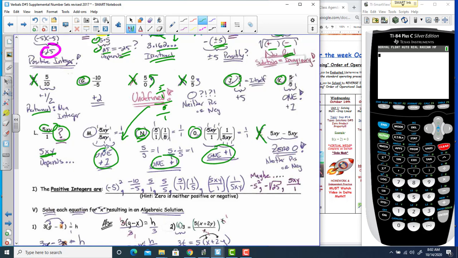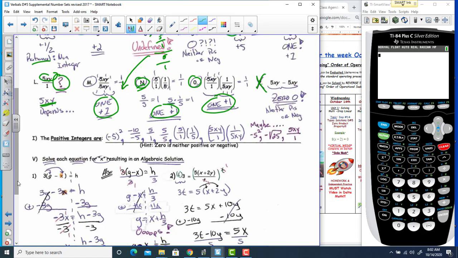So your positive integers up above would have been negative 5 squared, negative 10 divided by negative 5, 5 divided by 1, 5 divided by 5, 5 over 1 times its reciprocal 1/5, 5xy times its reciprocal 1 over 5xy, possibly negative 5 squared, possibly the negative square root of 25, and possibly 5xy. We can investigate those a little further later on in the year.